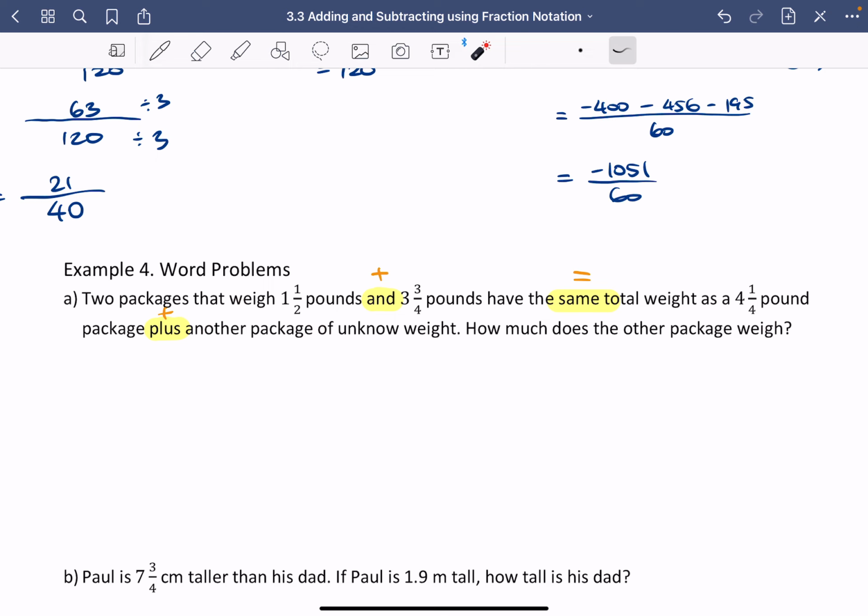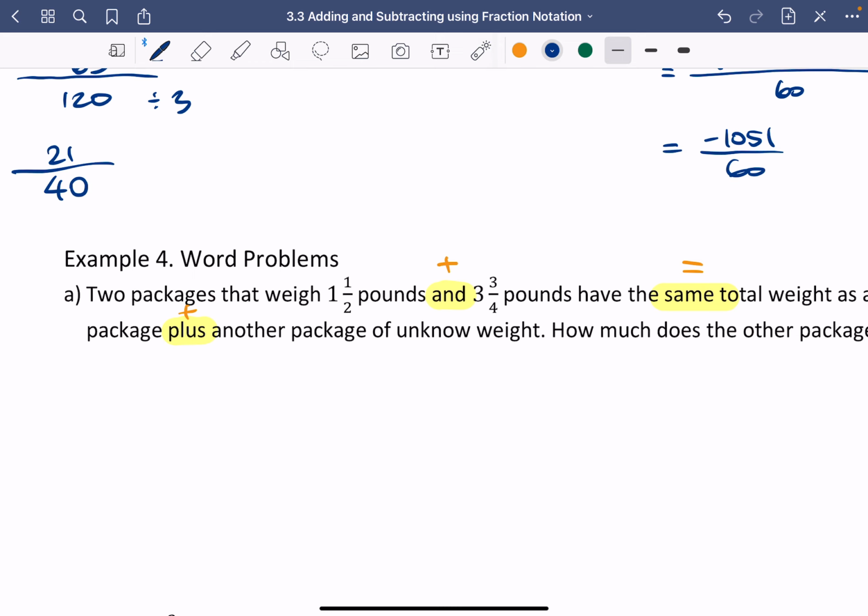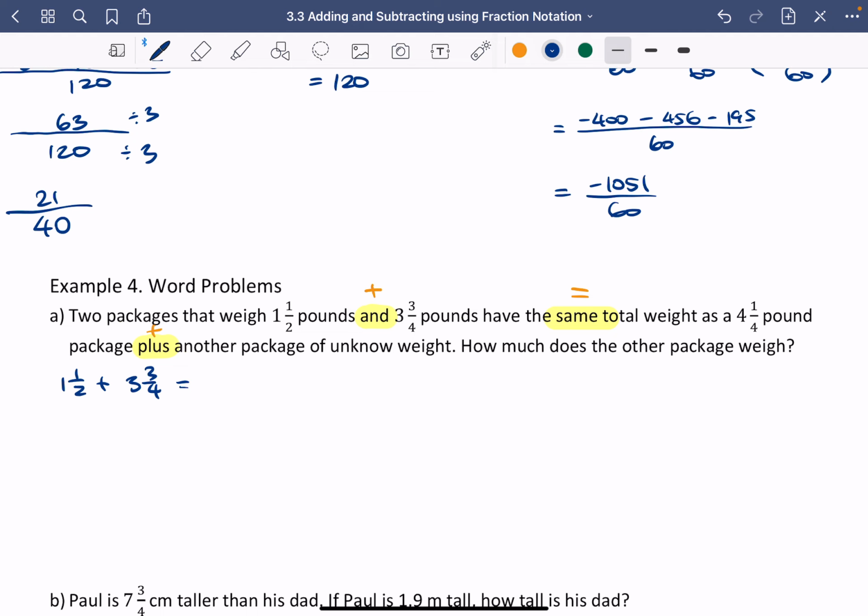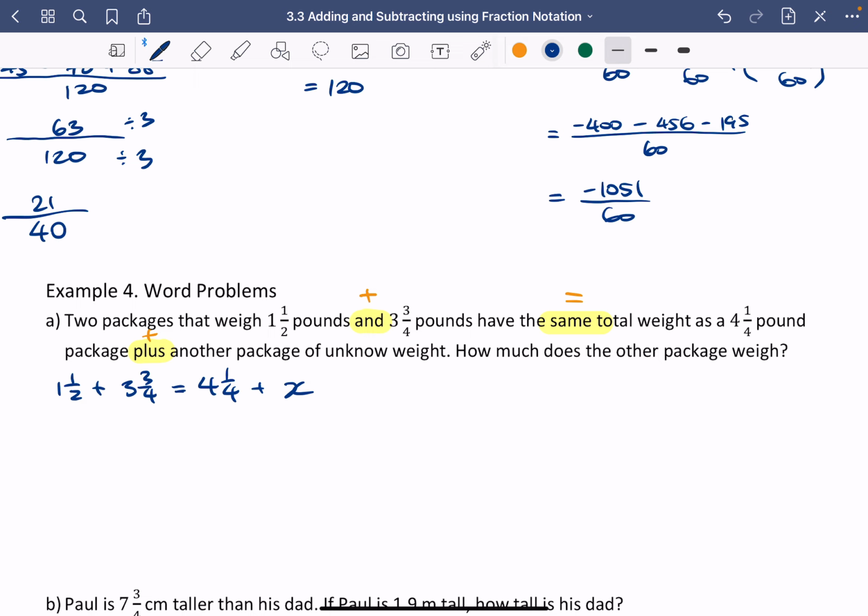Well, I can write an equation for this. So basically, 1.5 plus 3 3/4 is going to equal 4.25 plus something else. I don't know. So if I use x to represent the unknown weight, I'll need to declare that variable. I'll need to say, oh, let x equal the weight of the unknown package.